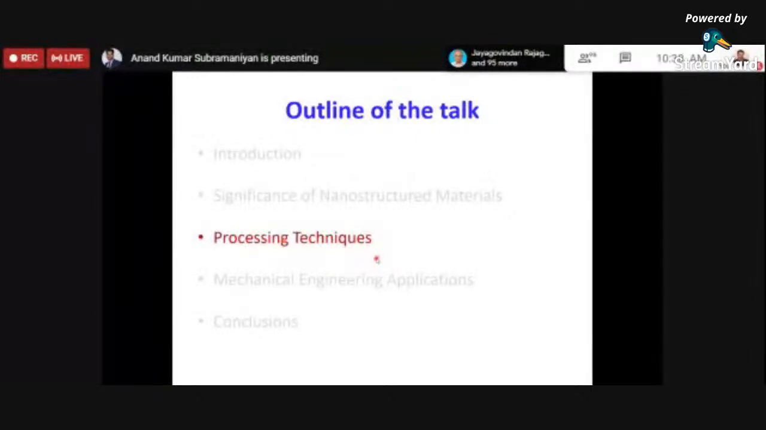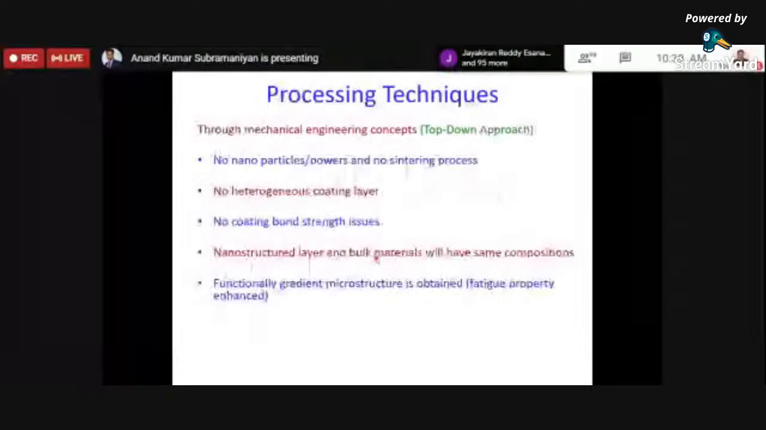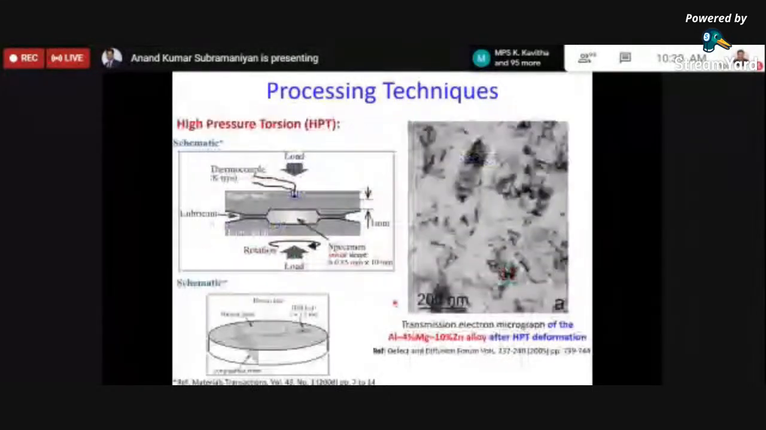So now quickly we will go through what processing techniques adopt this top-down method, right? Again, just to emphasize, through this top-down method we have seen the advantages one can have from the previous slide compared to the bottom-up method. I don't want to emphasize that again. Now, quickly, we will get into the techniques.